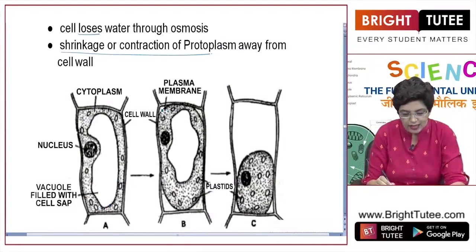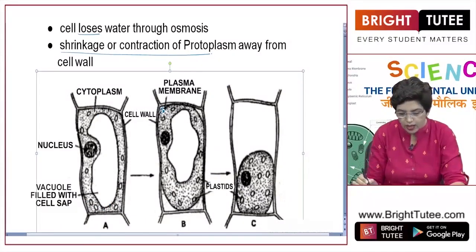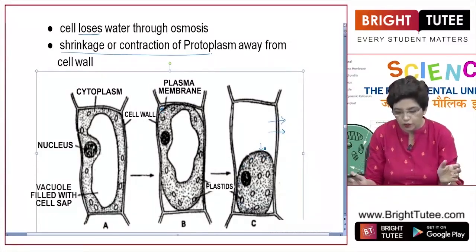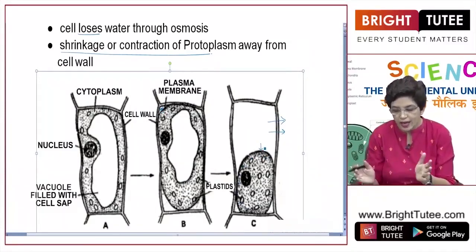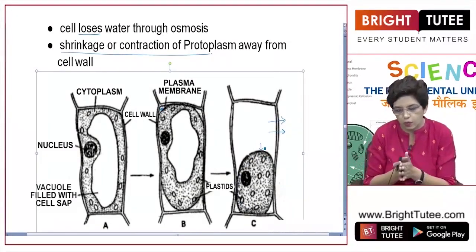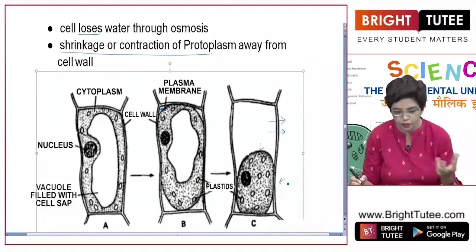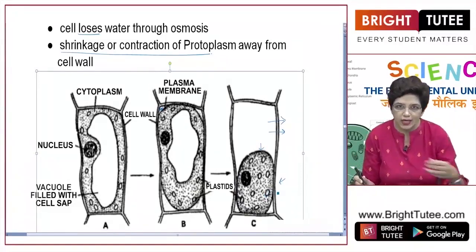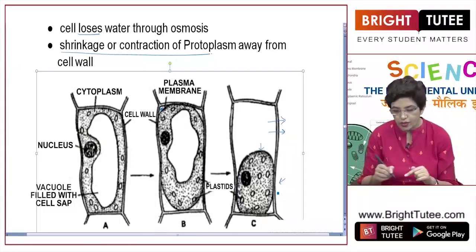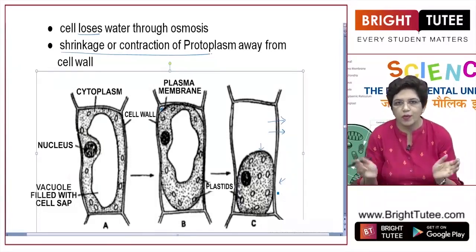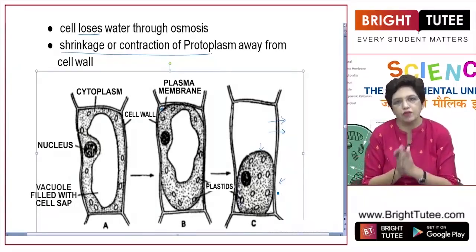Now once the cell has started losing water, when it keeps on losing water, what will happen? The protoplasm, that is the living part of the cell, will keep on shrinking and it moves away from the cell wall. So this is a plasmolyzed cell. This phenomenon is called plasmolysis, and this cell is plasmolyzed. Although there is no difference from the cell wall point of view, inside, the protoplasm moves away from the cell wall.